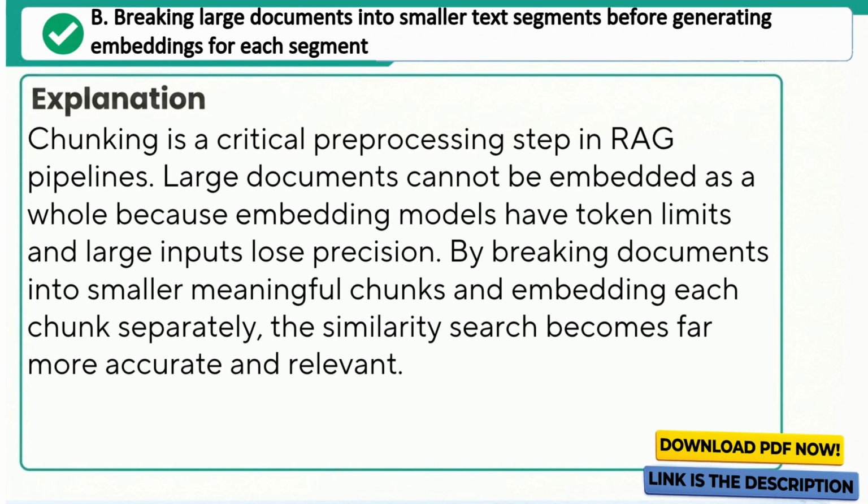Explanation. Chunking is a critical preprocessing step in RAG pipelines. Large documents cannot be embedded as a whole because embedding models have token limits and large inputs lose precision. By breaking documents into smaller, meaningful chunks and embedding each chunk separately, the similarity search becomes far more accurate and relevant.